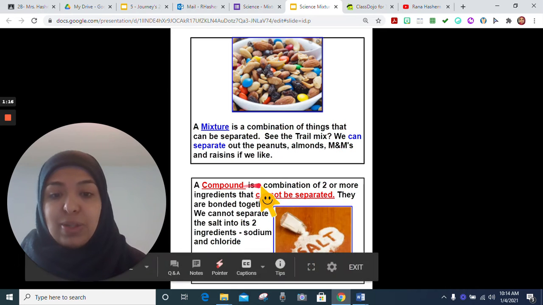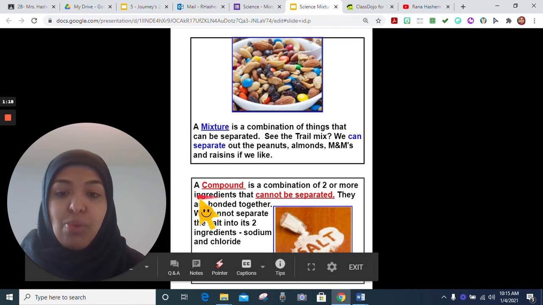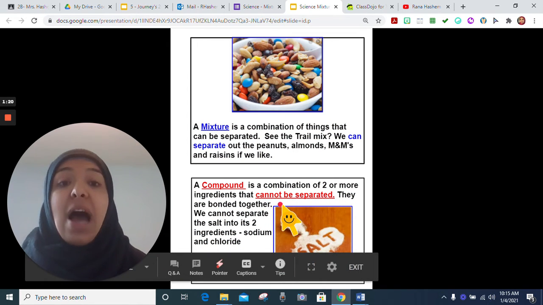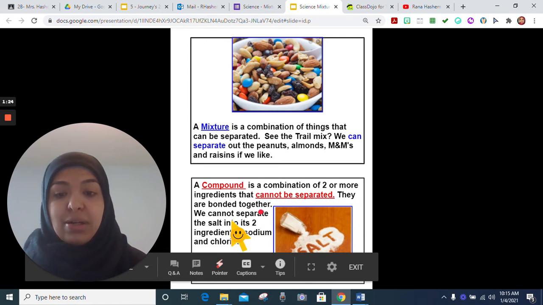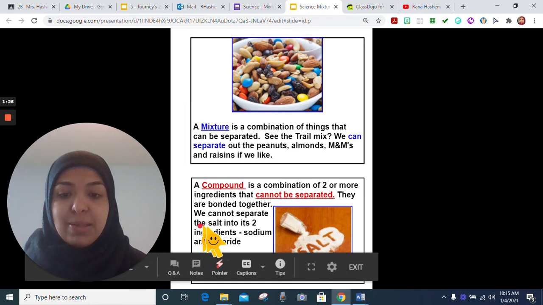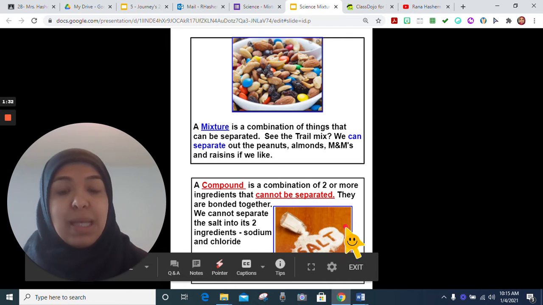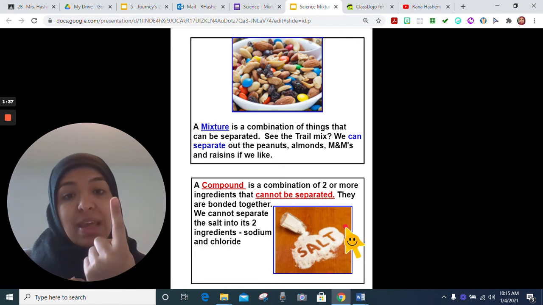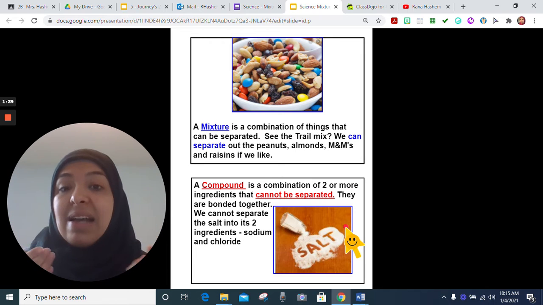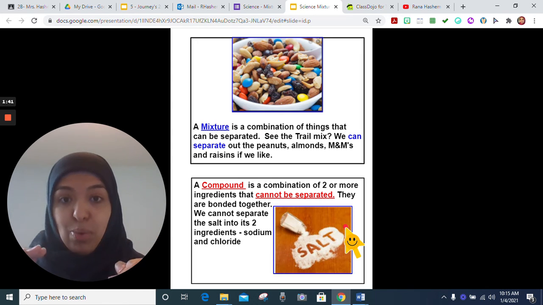A compound is a combination of two or more ingredients that cannot be separated. They are bonded together. We cannot separate the salt into its two ingredients, sodium and chloride. So there are some things, some substances or materials that are made of more than one thing, but you cannot see it, thus you cannot separate it.